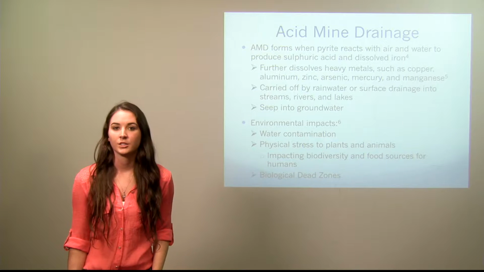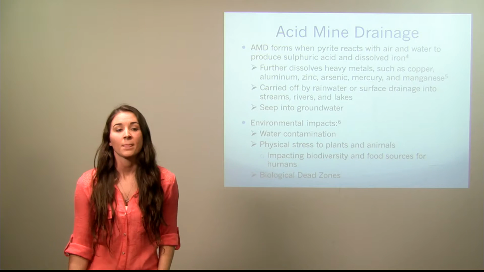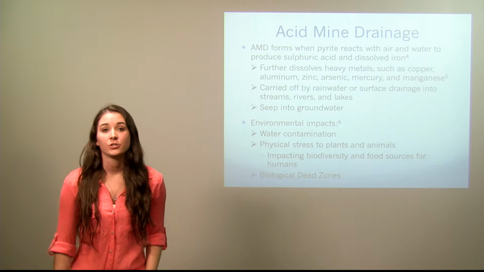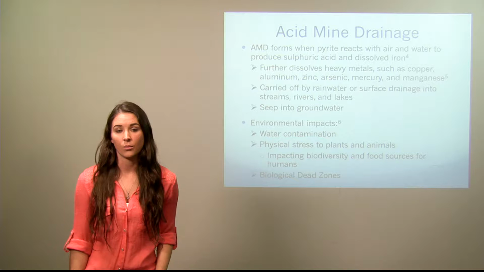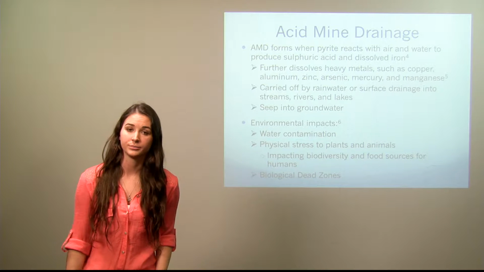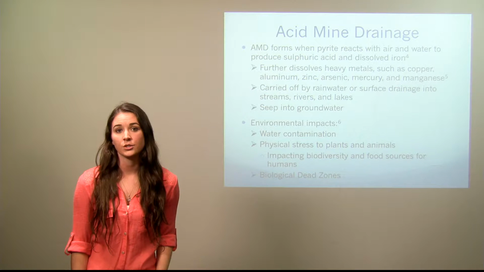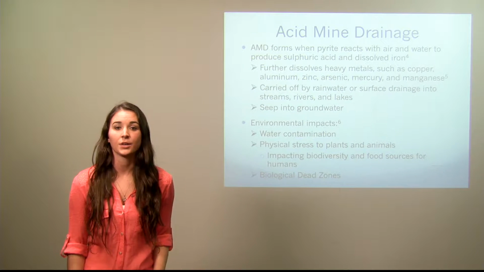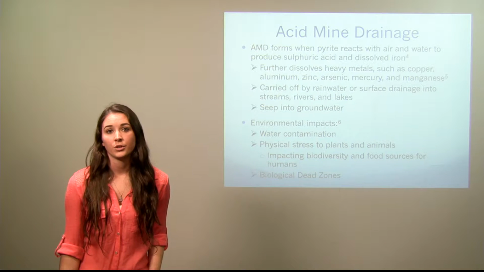When coal is mined, it exposes sulfide-bearing minerals like pyrite. Acid mine drainage forms when pyrite reacts with water and air to produce sulfuric acid and dissolved iron. This is then carried off by rainwater or surface drainage, further dissolving heavy metals like copper, aluminum, zinc, arsenic, mercury, and manganese.